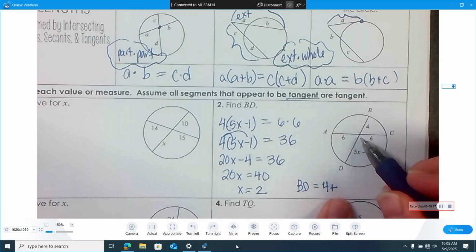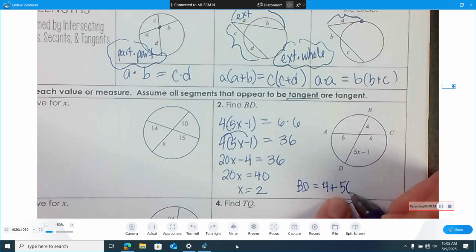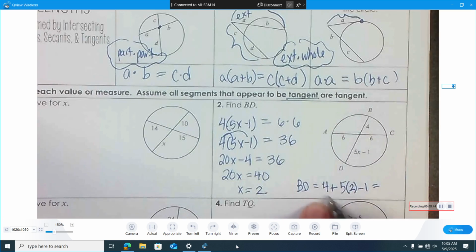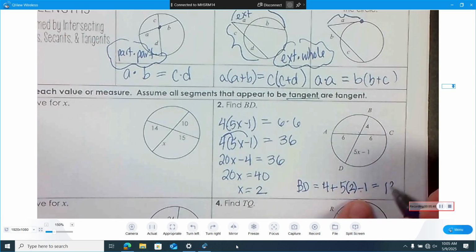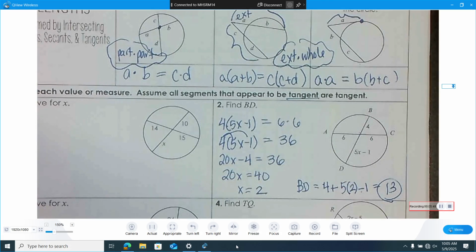4 plus, so, and the x is 2, so 5 times 2 minus 1. All right, so that would be 10 minus 1 is 9, plus 4 is 13 there. All right, great.